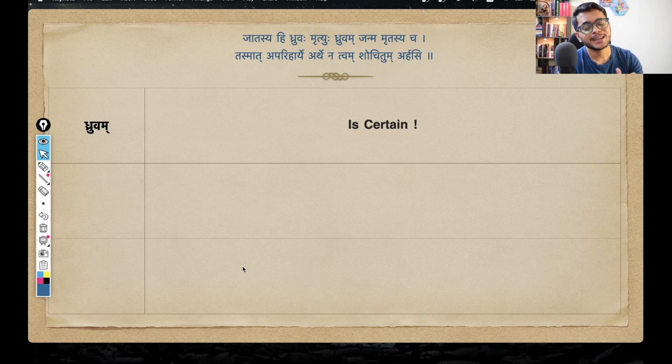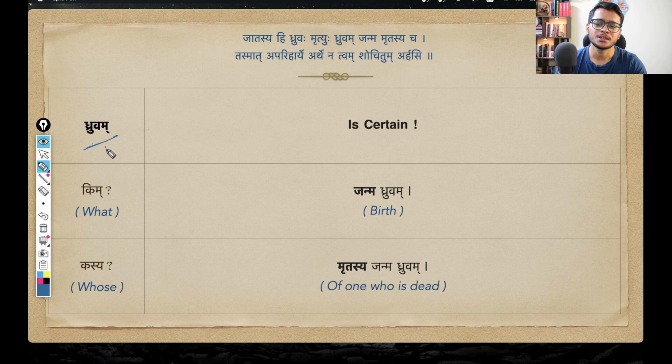And now if we decode the second part of the first line, it is very similar in structure. So we'll directly open it. And now you can see that Dhruvam.